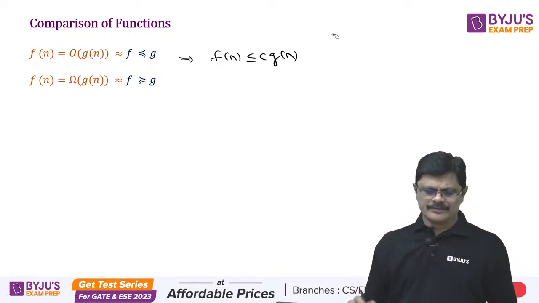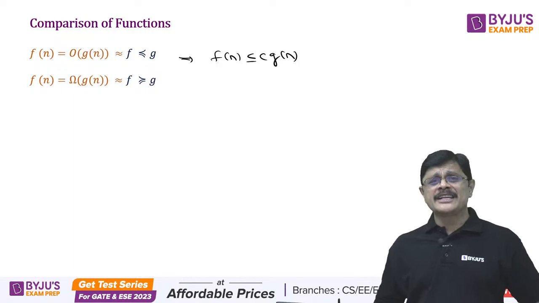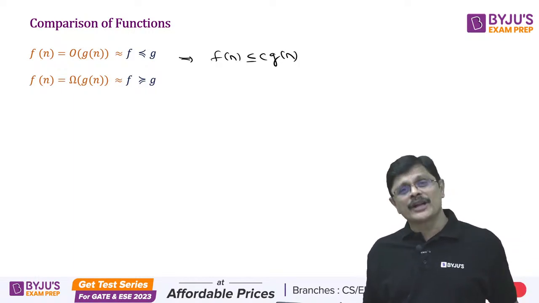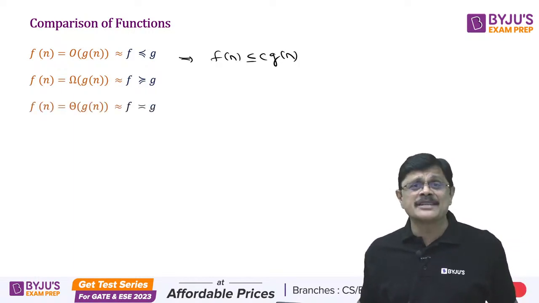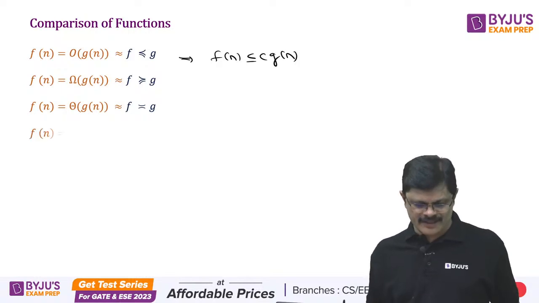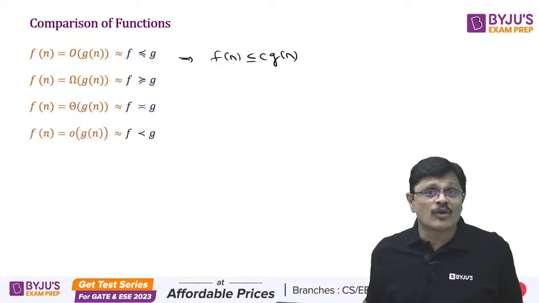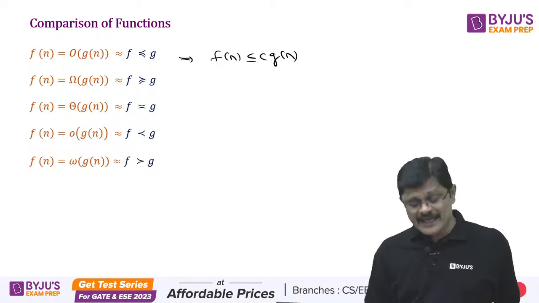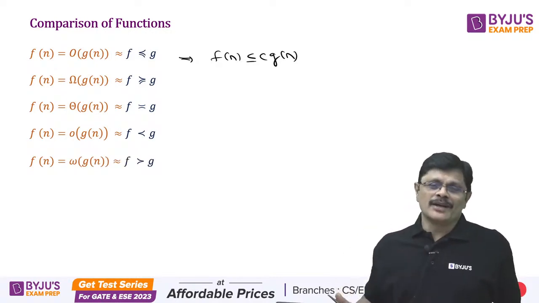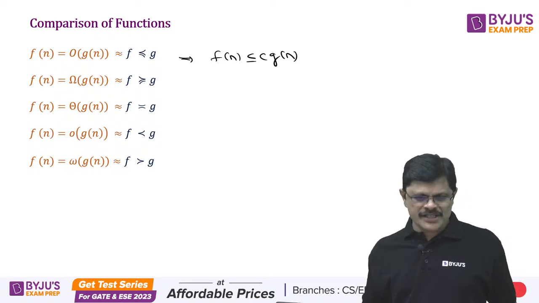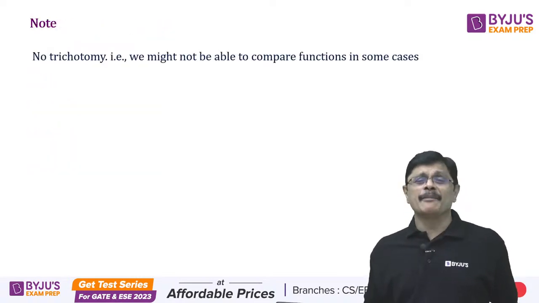Similarly, f(n) is big omega of g(n) means f is asymptotically larger than or equal to g, and f(n) is theta of g(n) means they are of equal order of growth, my dear friends. And f(n) is small o means it is asymptotically smaller but not equal, and small omega means it is larger but not equal.